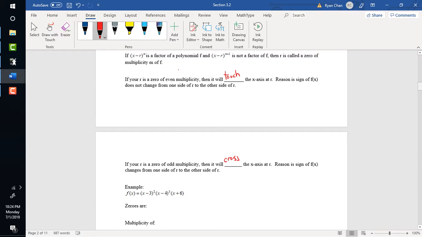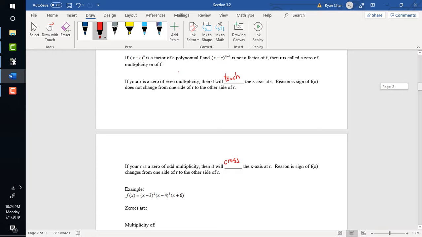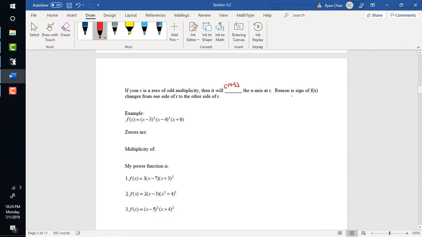So let's look at some examples here. If I have a function like this, let's talk about what my zeros are. These are in factored form. If you recall, when we were finding domains, we were factoring and setting all of them equal to 0. It's the same thing. So this is in factored form, and I'm solving each one of them by setting each one to 0.